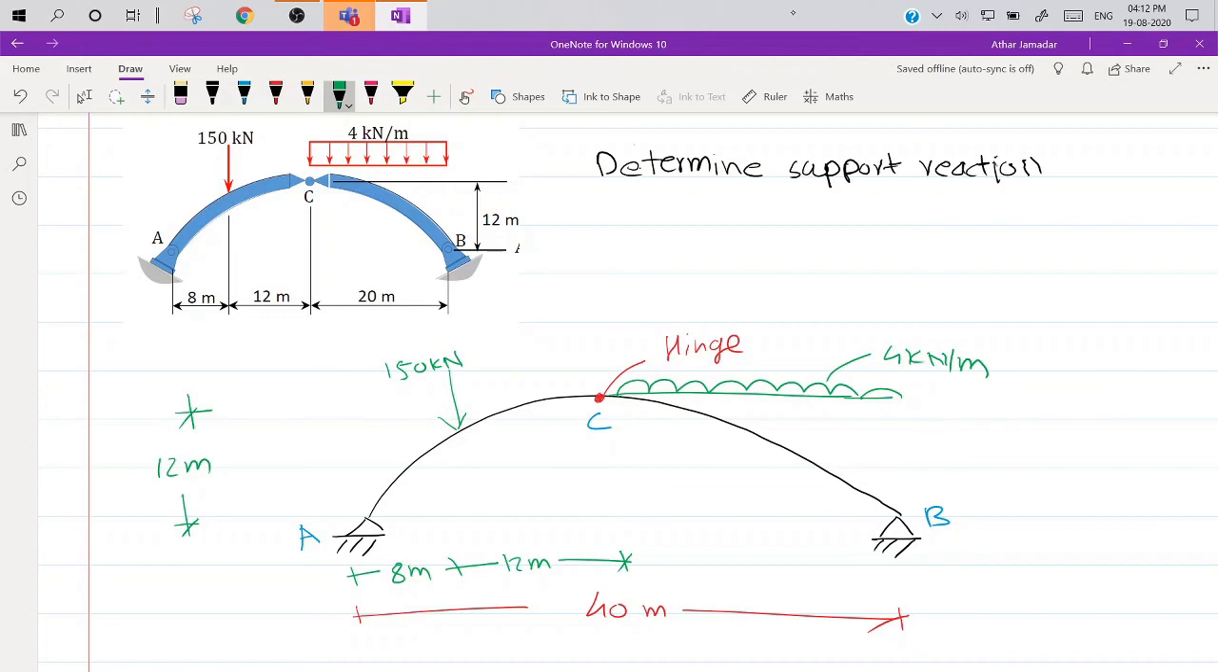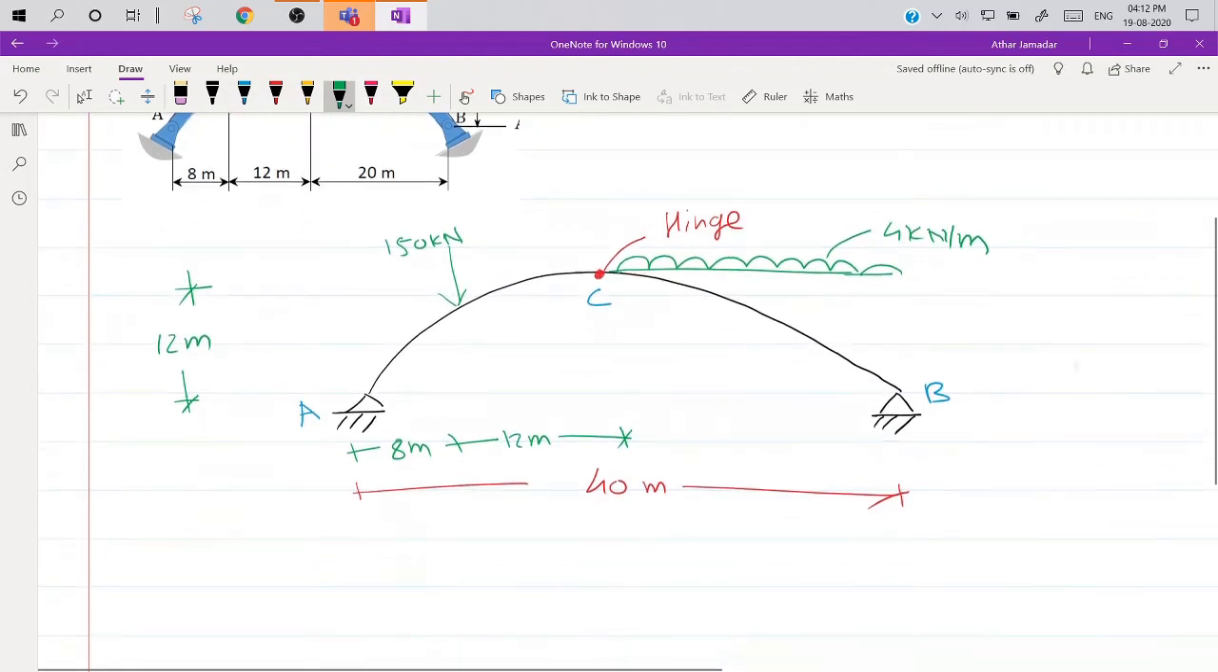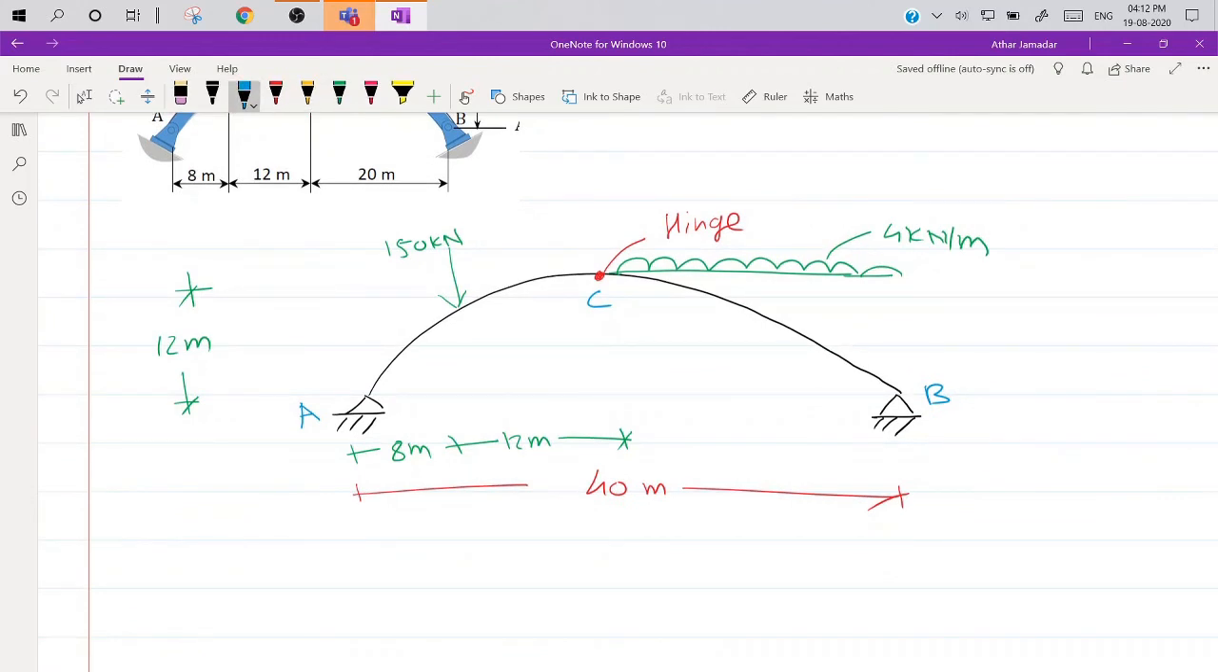In the previous problem, if you have seen, segment lengths are different, but here segment lengths are the same. So first of all, we will show all the reactions acting. At A there will be Ra and Ha, and at B there will be Rb and Hb.